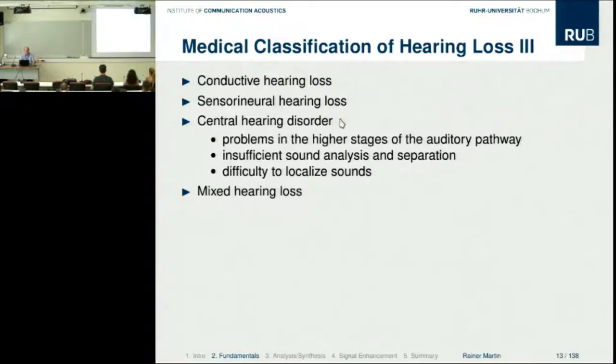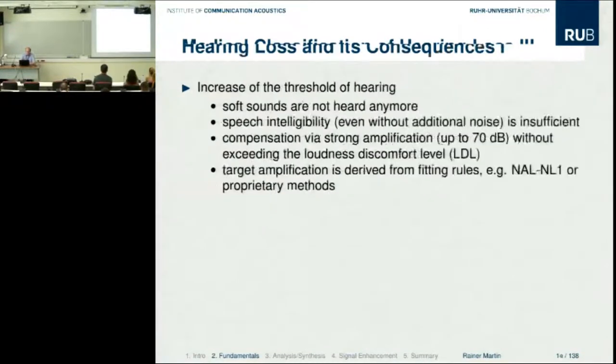Okay, then we have conductive and sensorineural hearing loss, and then there are all kinds of central hearing disorders, sound localization disorders, and all forms of mixed hearing loss, of course, as well.